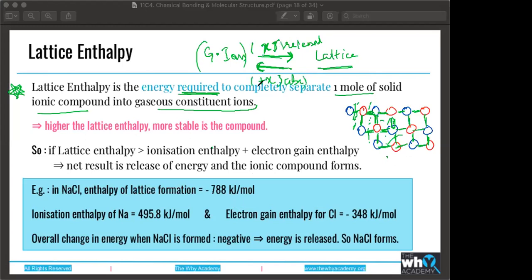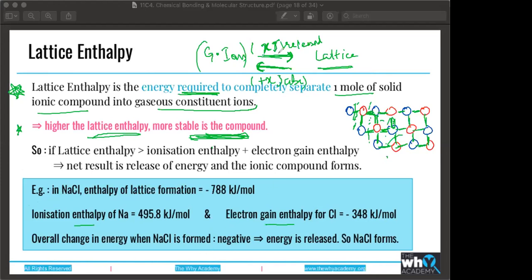The positive negative part only changes depending on how you're looking at it. So lattice enthalpy is the energy required to completely separate 1 mole of ionic compound into gaseous constituent ions. The main point of comparison is: the higher the lattice energy, the more stable the compound. If a lot of energy is released during this process, at the very minimum, it needs to overcome the sum total of ionization enthalpy and electron gain enthalpy.